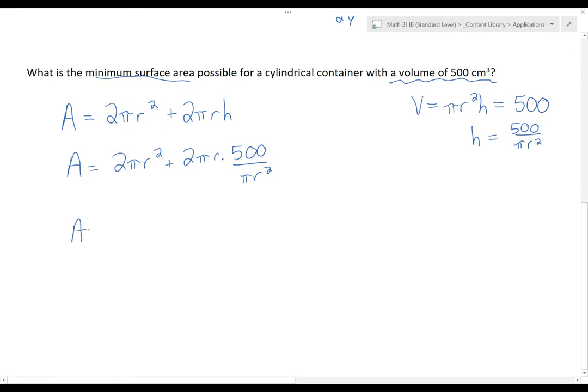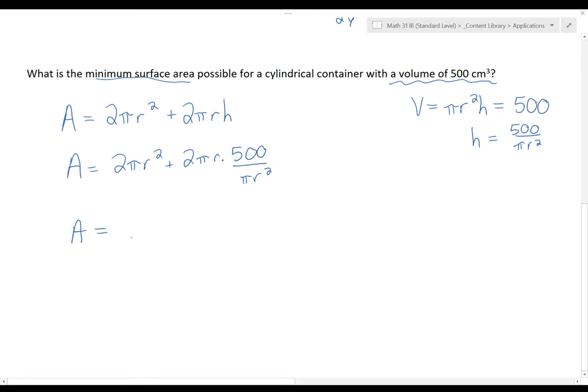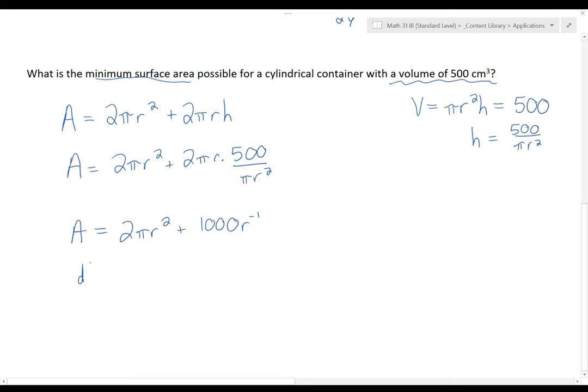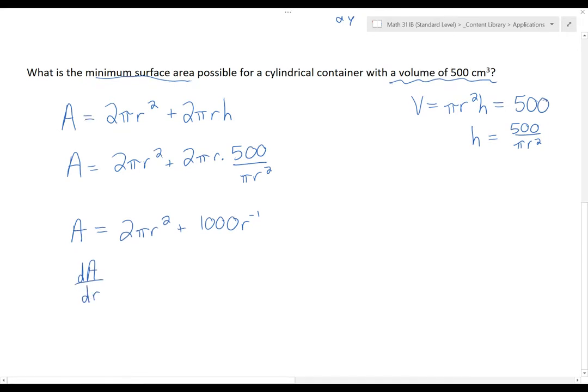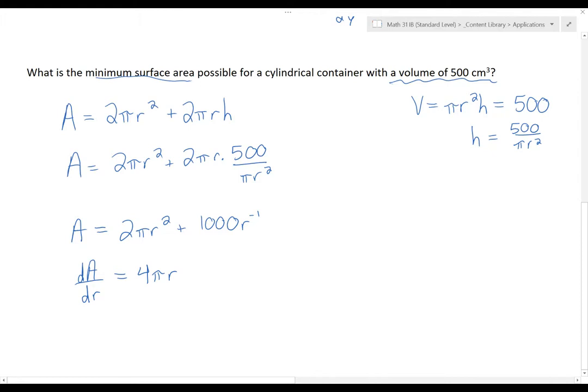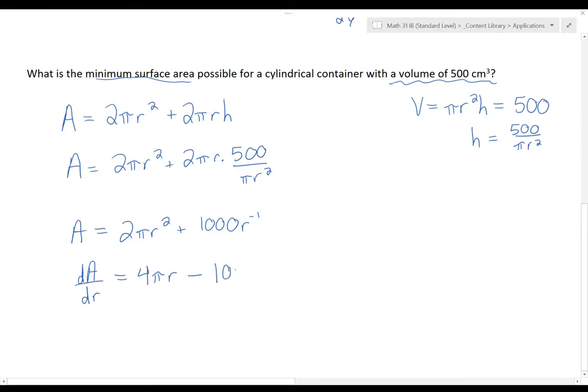Which I'm going to simplify before I derive. So A equals 2 pi r squared plus 1,000 over r, but I'm just going to call that 1,000 r to the negative 1. Because now when I derive it, it's just a simple application of the power rule. So to find the minimum, I'm going to find critical values of the derivative. So the derivative of area with respect to the radius, dA/dr, is going to be 4 pi r minus 1,000 r to the negative 2.